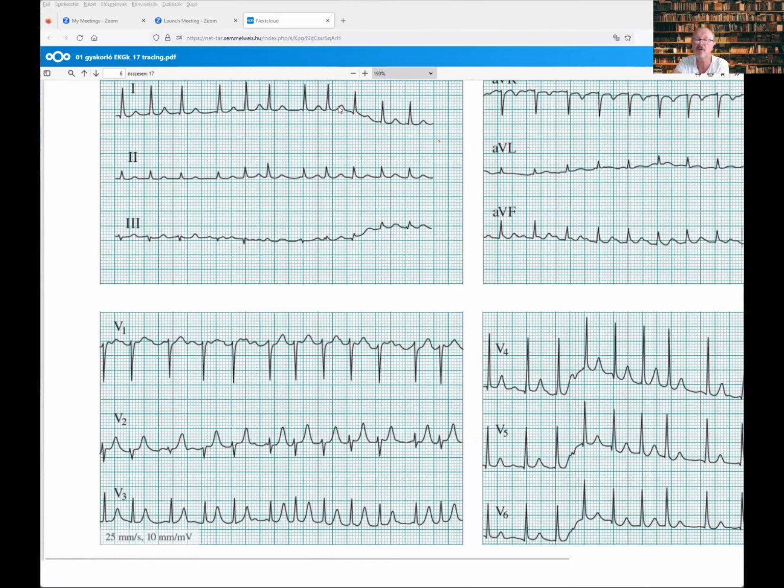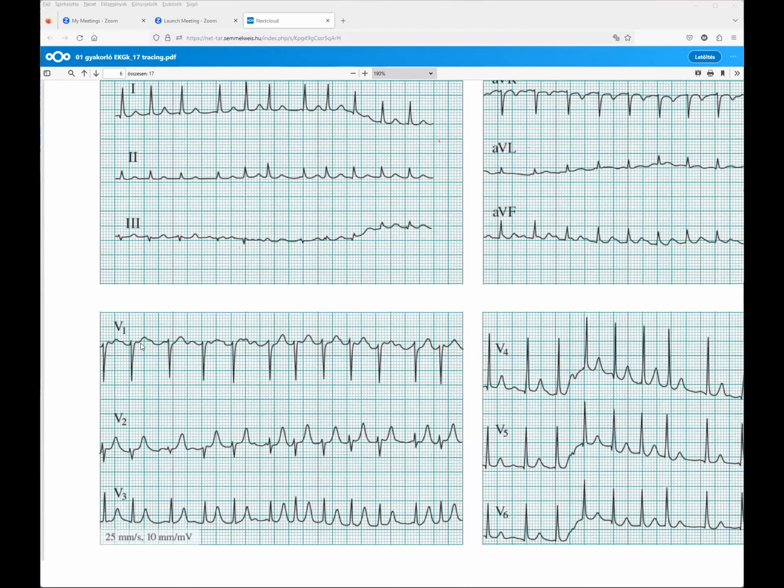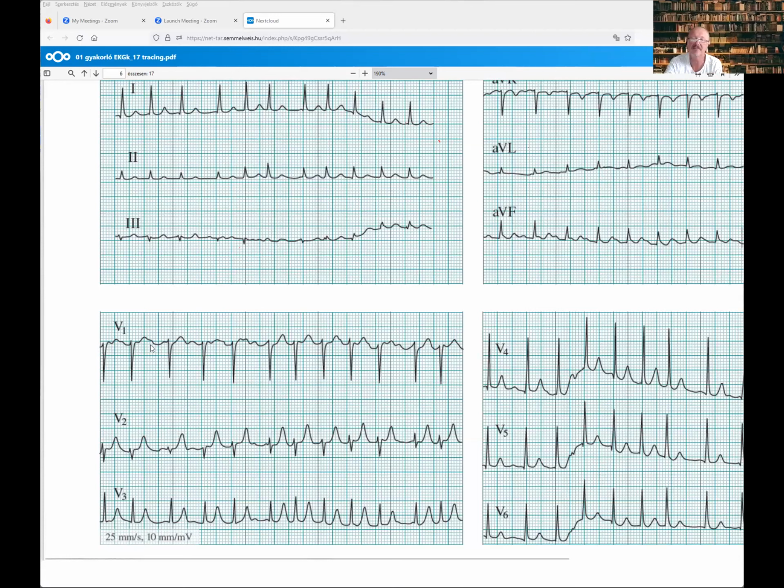Now, if you want to find the P waves, so that there are P's or not, let's look at any leads, but the best one to look at is V1, because V1 is the closest to the atriums. So if you want to find the P wave, we should look at V1 first. But you can use any leads. For example, here in AVF, you can see nicely the P waves, okay?